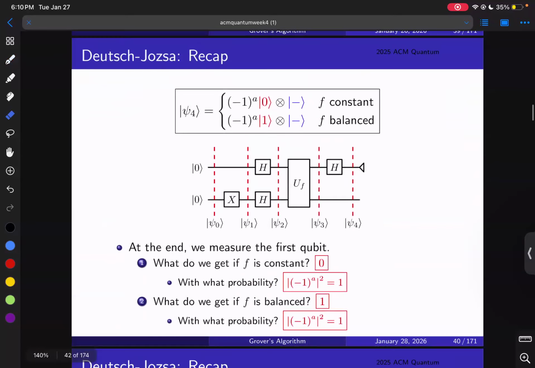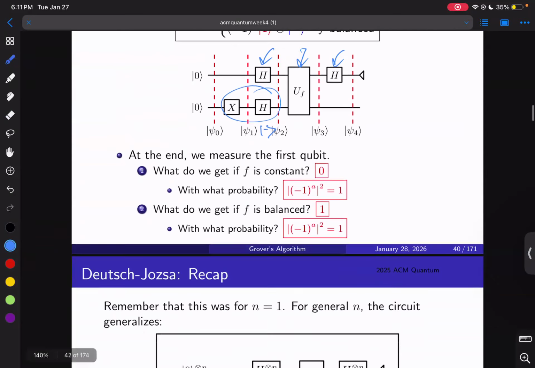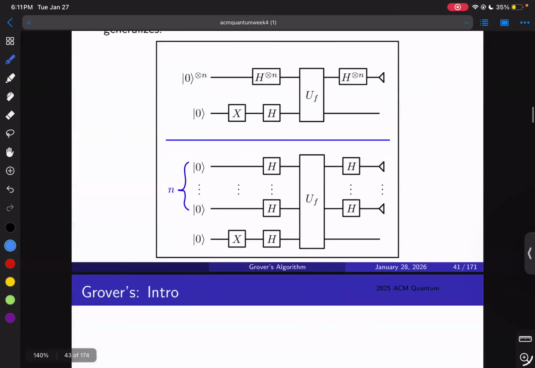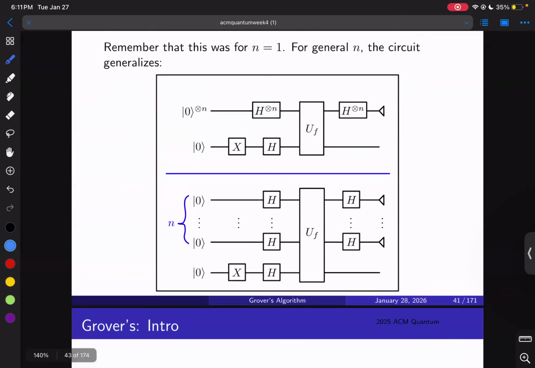And then here was the entire circuit again, where this part will generate the minus state, and then this H will generate a superposition state, and then you apply the oracle in superposition, and then you undo the superposition to read out. Okay. And then we generalize that. Questions on the recap before Grover's?